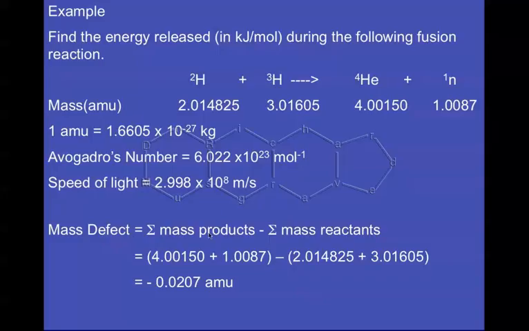And the way we do that is we take the sum of the mass of the products minus the sum of the mass of the reactants. So just this number plus this number minus these two numbers here. And that gives us a negative value, negative 0.0207. The reason it's negative is because we've lost mass. The reactants have lost mass to form the products. And it's this mass that ends up getting converted into energy.